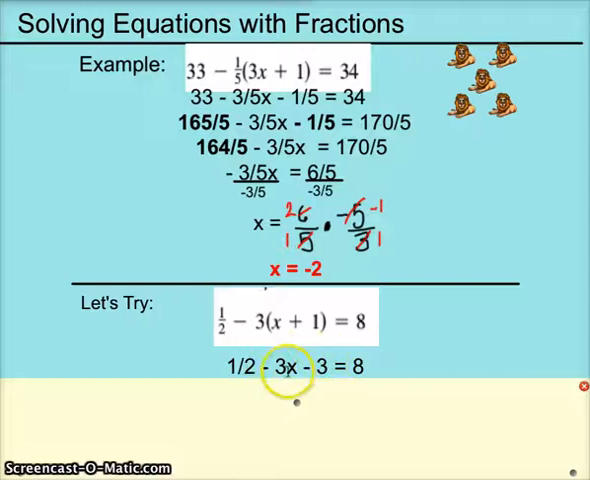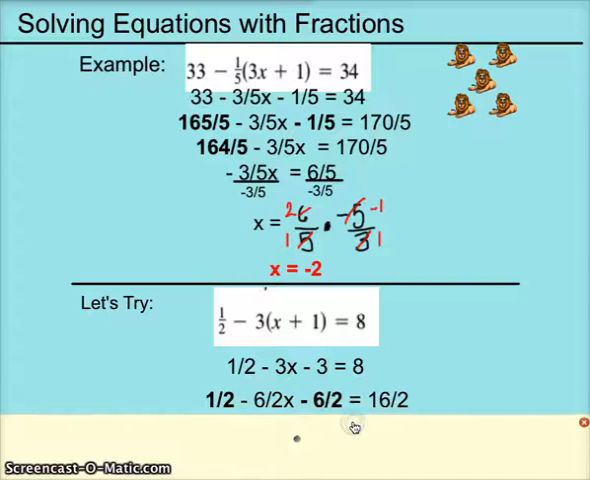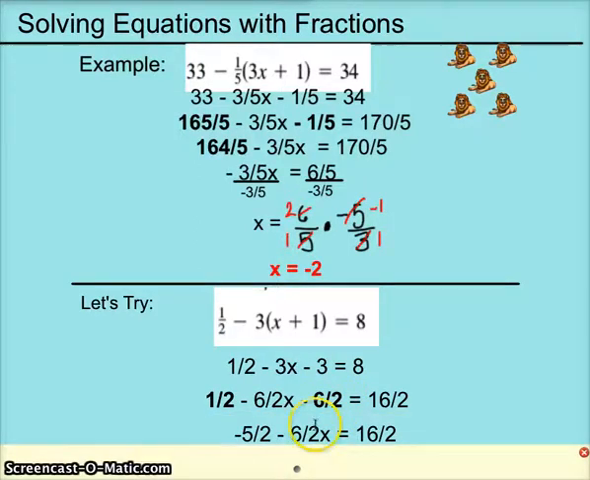So if I multiply negative 3 times 2 over 2, and this negative 3 times 2 over 2, and 8 by 2 over 2, to get common denominators, I end up with 1/2 minus 6 over 2x minus 6 over 2 equals 16 over 2. So I have my common denominators. Now I see I have like terms that I can combine. 1/2 minus 6/2 equals negative 5/2. I still have my negative 6 over 2x equals 16 over 2.